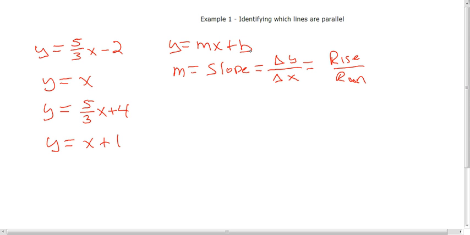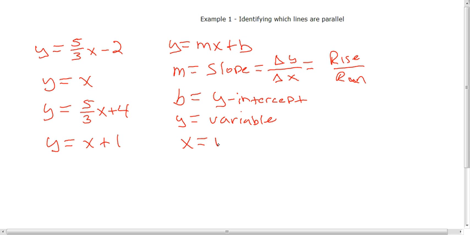We also know that in this problem b is going to equal our y-intercept. Also, y is a variable and x is a variable. Okay, these are the things that we know. If we look at these problems, this is what we know, and this is how we can analyze what's going on with this problem. So let's take a look at it.